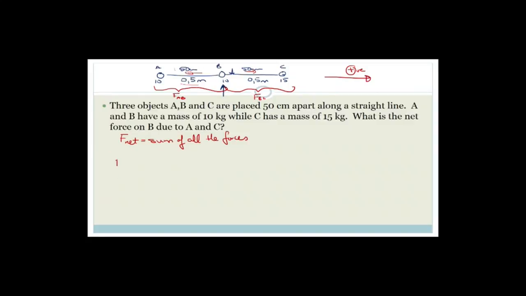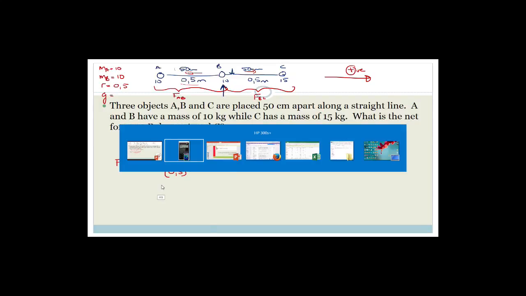So let's work out the force AB first. Okay, so let's first work out what we've got. The mass of A is 10. The mass of B is 10. The displacement is 0.5. And big G we know. So we can say it's equal to 6.7 times 10 to the minus 11, times the mass of A, 10, the mass of B, 10, all over the displacement, which is 0.5, all squared. Okay, so let's pop that in our calculators.